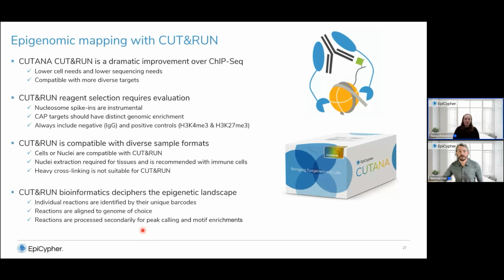Lastly, the cut&run bioinformatics deciphers the epigenetic landscape, where individual reactions are identified by their unique barcodes, reactions are aligned to the genome of choice, and reactions are processed for secondary analysis, such as peak calling and motif enrichments.